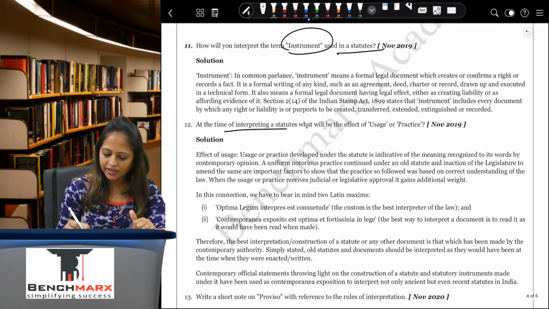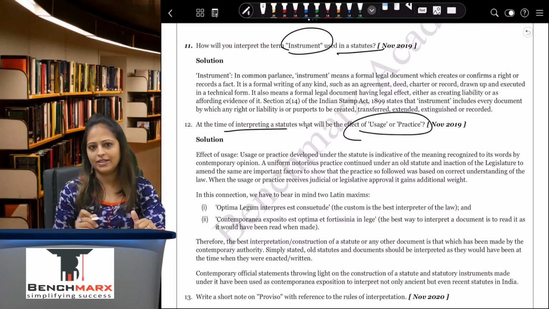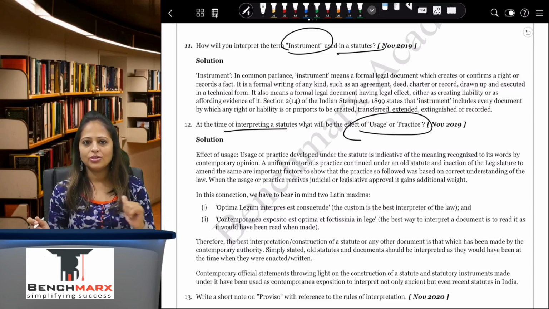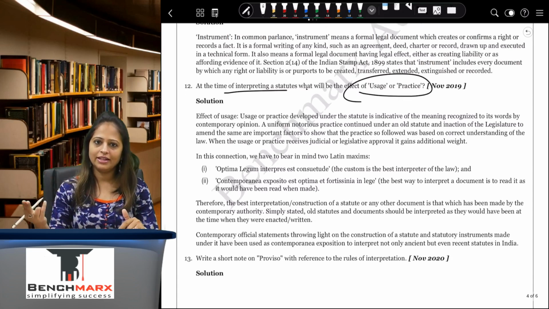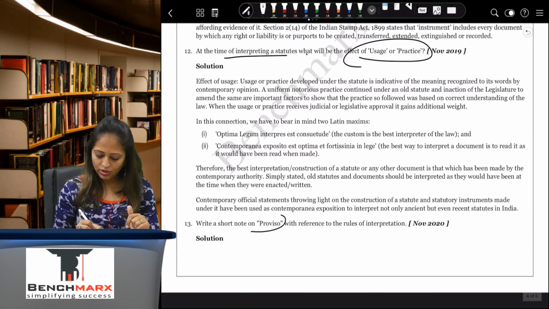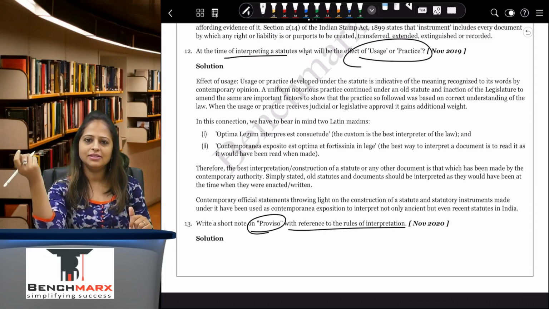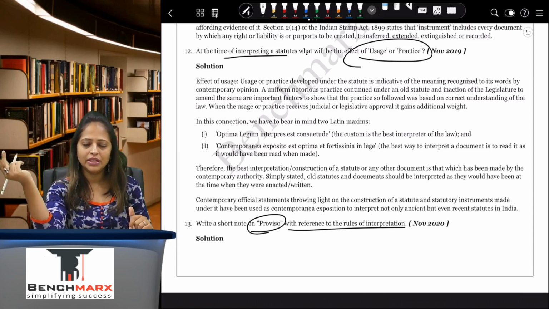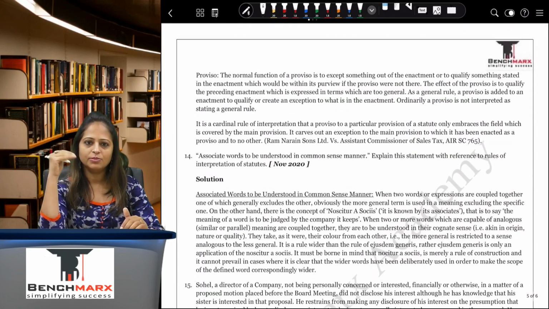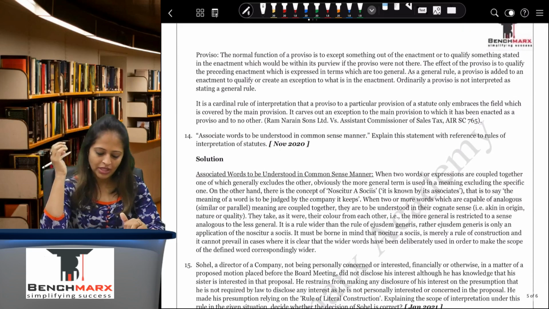At the time of interpreting the statute, what will be the effect of usage or practice? There are two legal maxims which are covered here, which you will write down. These are basically your secondary rules of interpretation, the second part that you will write down. Explain, write a short note on proviso with reference to the rules of interpretation. Again, proviso, I said, is the favorite question. It has been asked many a times, and you will just have to explain what a proviso is, and that is the answer that's going to be there.